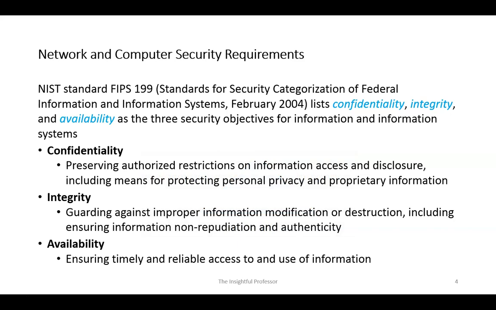So according to FIPS 199, a loss of confidentiality is the unauthorized disclosure of information. A loss of integrity is the unauthorized modification or destruction of information, and a loss of availability is the disruption of access to or use of information or an information system.